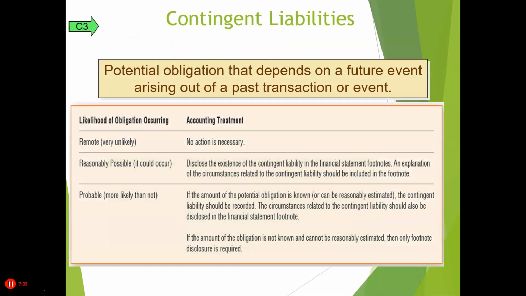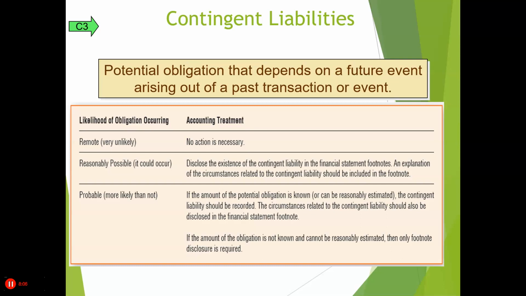So, a potential obligation depends on a future event arising out of a past transaction. Normally we're talking about fines or litigation. So, if it's remote or unlikely, we take no action. If it's reasonably possible, then we want to disclose that it's possible we're going to have to pay something. And if it's probable, more likely than not, usually that means we've already reached an agreement, we just haven't paid it. Then what you're going to have to do is record it, i.e. journalize it.